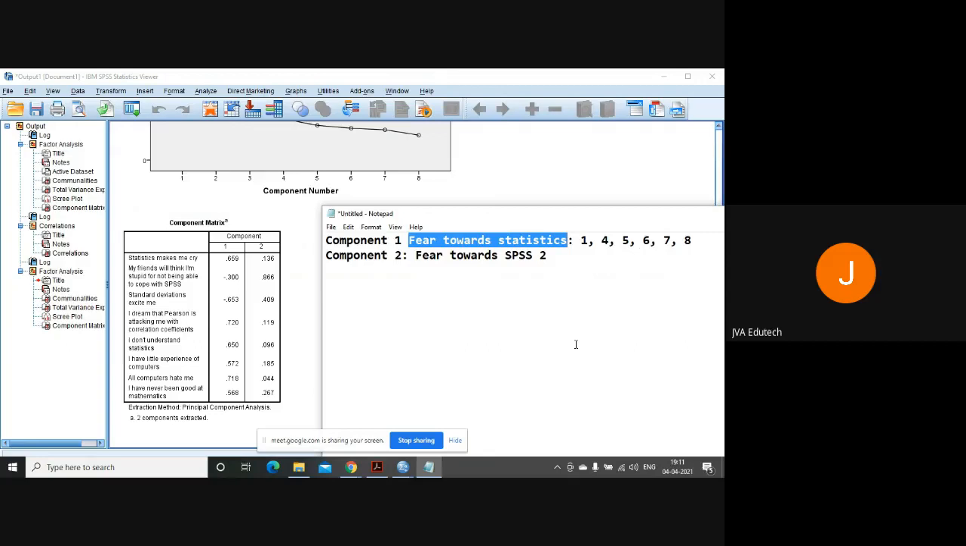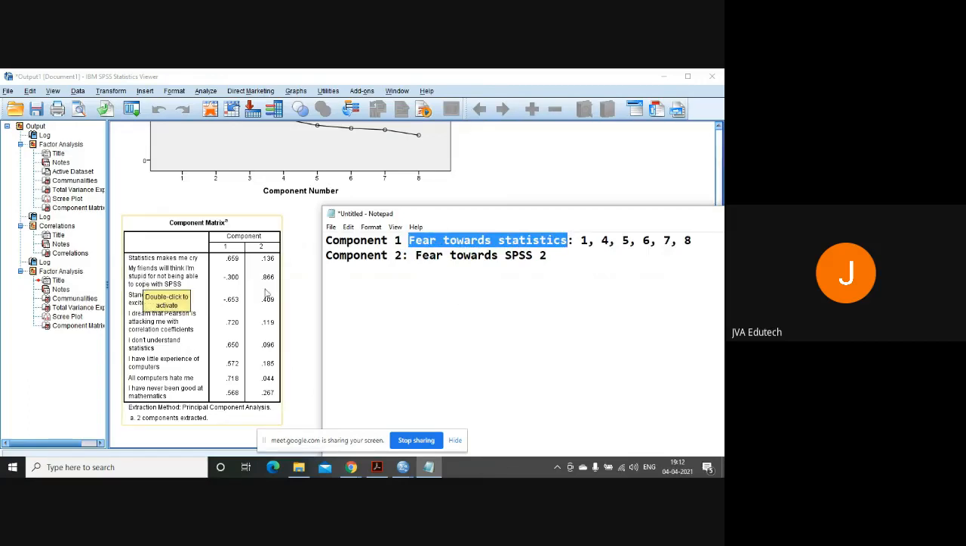See what happens. SPSS won't tell you what your components are. You have to see that when you have taken all these statements which are converging to one component, in which direction they are indicating, what they are actually telling you. So if I see item 1, statistics makes me cry, item 4, I dream that Pearson is attacking me with correlation coefficients, item 5, I don't understand statistics, and all these are converging to component 1. So I can name component 1 as fear towards statistics.